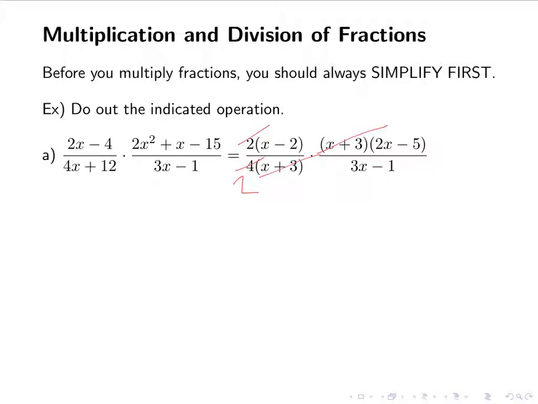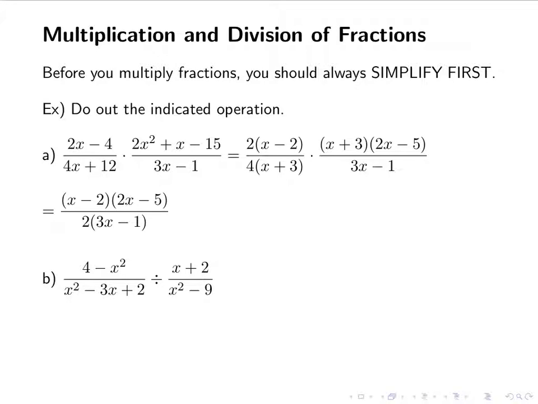Okay, so on the top we have (x minus 2)(2x minus 3). On the bottom, we have 2 and (3x minus 1). So we just put them together as one fraction. You don't have to actually multiply anything out, so just leave it in factored form. So let's try another one.